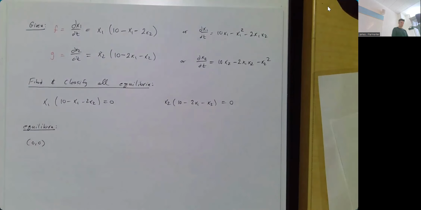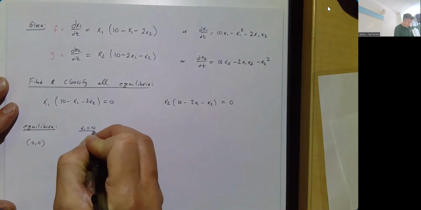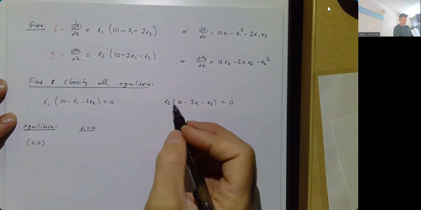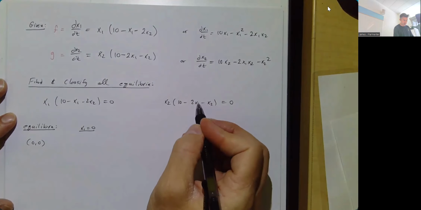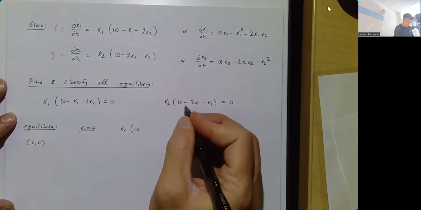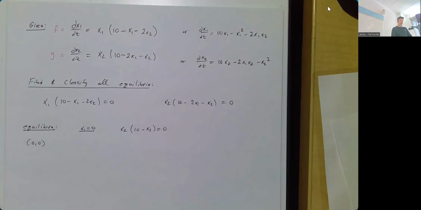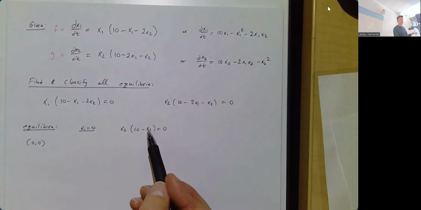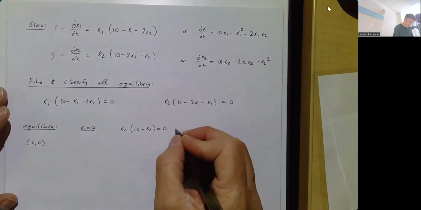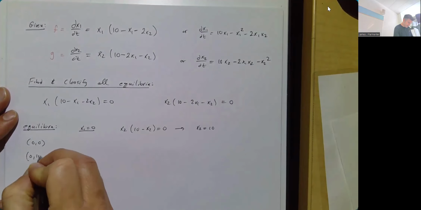That's not the only one. We could also set x1 equal to 0, and then this equation is dealt with. But in this equation, let's set x1 equal to 0 and see what happens. So I get x2 times (10 minus 0 minus x2) equal to 0. So I know x2 could be 0, but I've already got that equilibrium. I also could have x2 equal to 10. So another equilibrium is x1 is 0, x2 is 10.